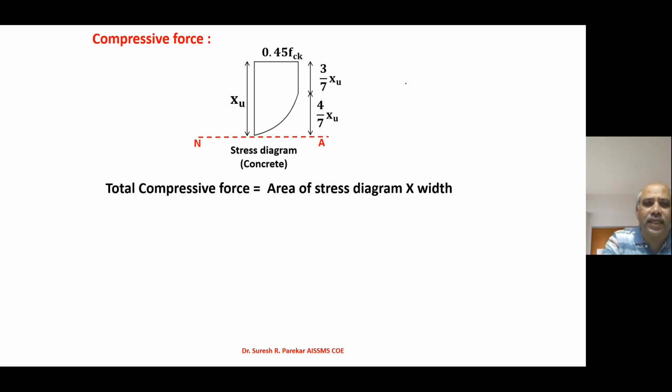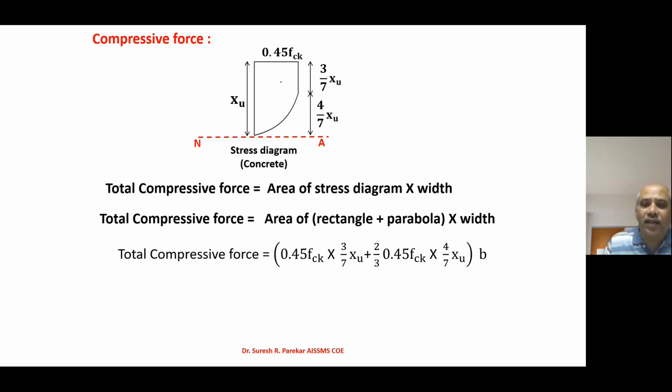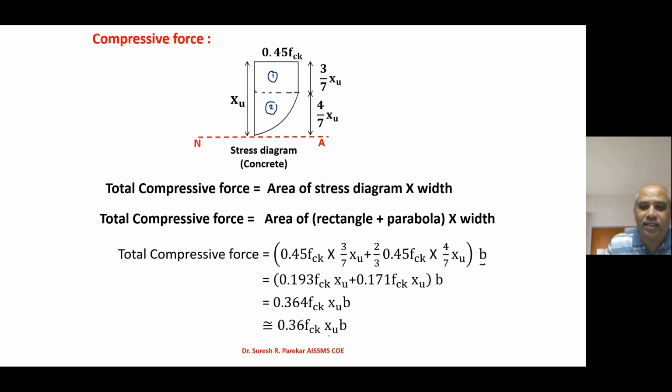Then the compressive force, we know, is the total area of this stress diagram times the width of the cross section. That will give me the compressive force. So the area of the stress diagram has a parabola and a rectangle. So we have these values: 0.45 fck times 3/7 xu is the first value, which is of the rectangle. And the second value is that of the parabola, which is 2/3 of 0.45 fck into 4/7 xu, and this is the width of the beam. From this we get the approximate value 0.364 fck xu b. So we will take this as 0.36 fck xu into b. So this is our compressive force C.